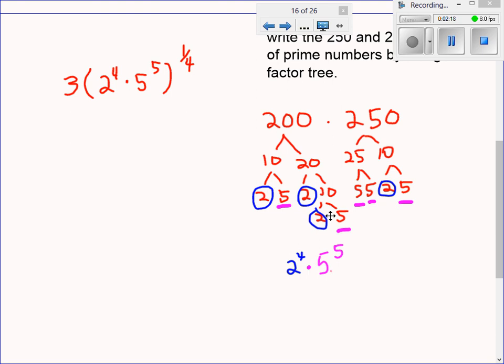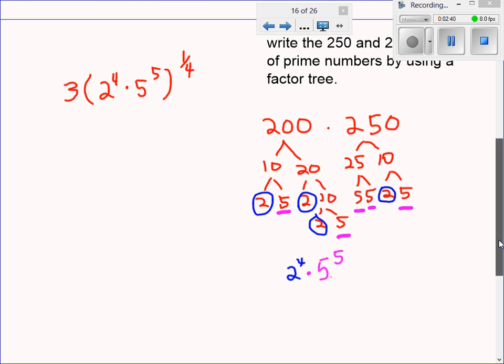And be careful not to lose anything. There's a lot going on here. So what I do is I like to circle like numbers and underline other ones, just so I don't lose anything. But we can see if we break it down to its simplest form, we get 2 to the 4th times 5 to the 5th. That's another way of writing 200 times 250. That's 2 to the 4th times 5 to the 5th.